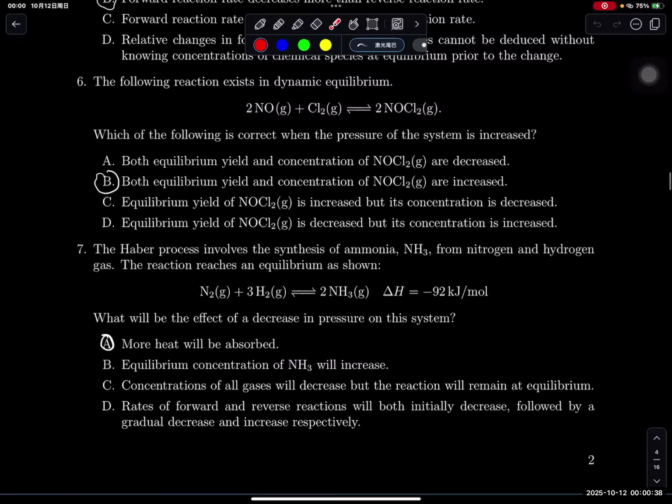Question 7. The Haber process involves the synthesis of ammonia, NH3, from nitrogen gas and hydrogen gas. So the reaction goes as this, it's exothermic forward. What will be the effect of a decreasing pressure? So if you decrease pressure, the reaction will shift to the direction where you produce more gas to increase pressure back. Okay, which means it goes to the reverse direction, and that corresponds to the endothermic pathway, which means heat will be absorbed, just as a consequence of shifting to the back.